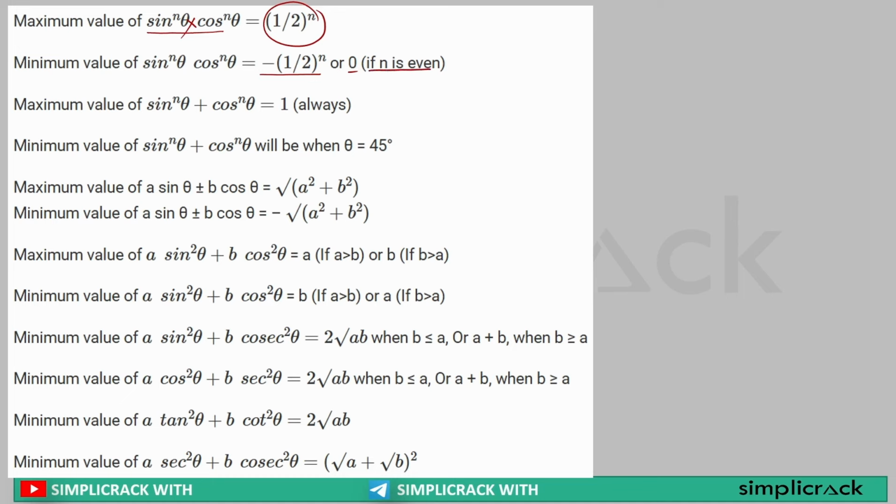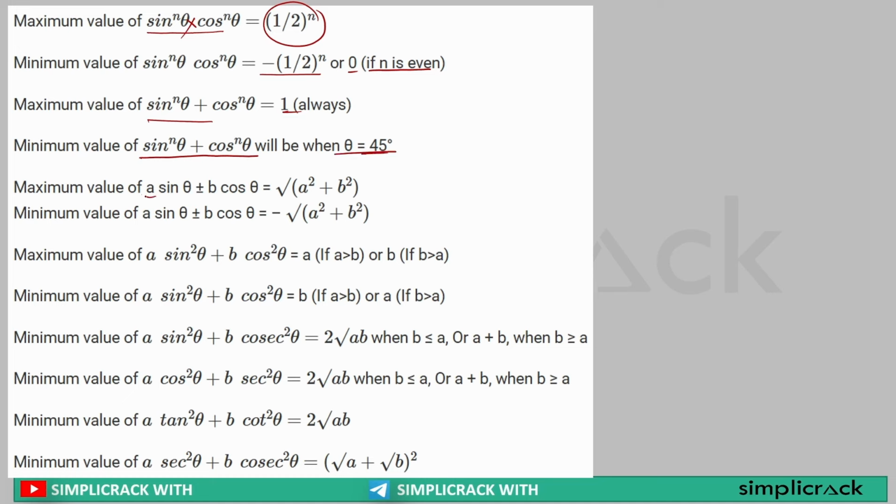If n is even, the minimum value will be 0. Otherwise, if it is odd, it is -1 by 2 to the power n. Maximum value of sine to the power n theta plus cos to the power n theta is 1, whether it is odd power or even power. Minimum value will be when theta is equal to 45 degree.